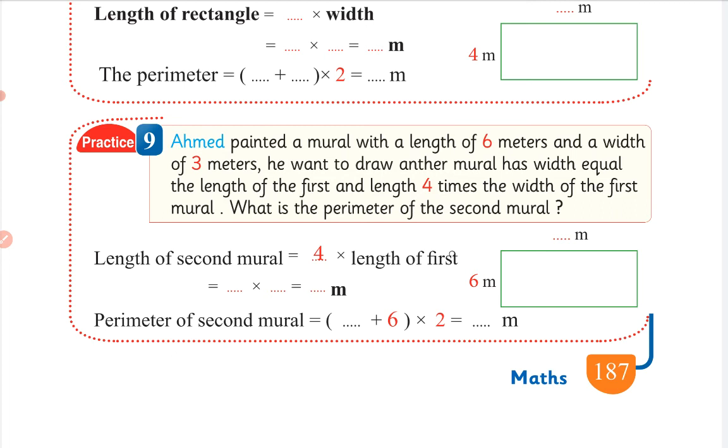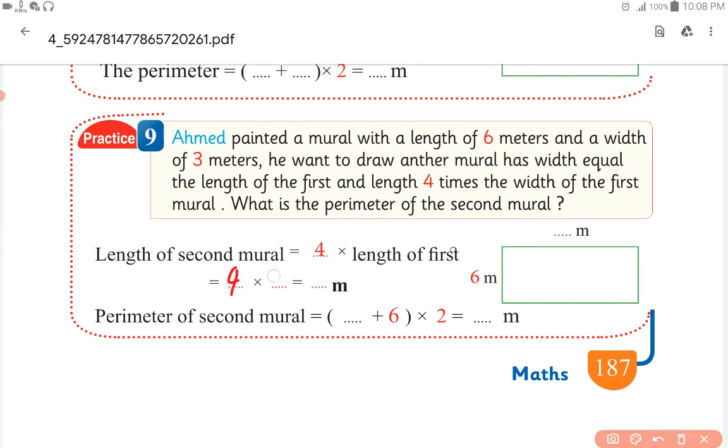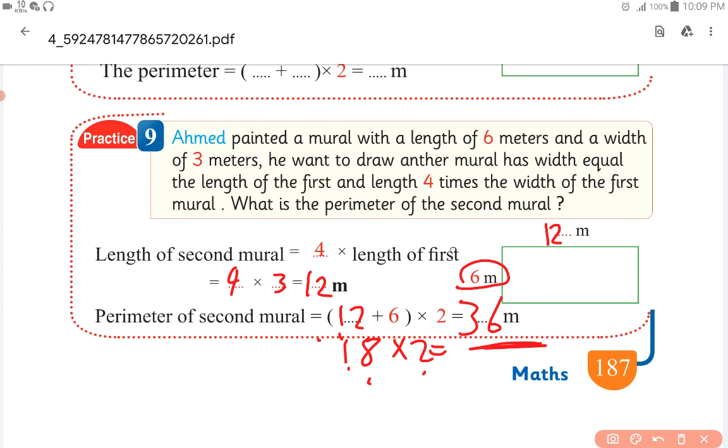احنا قلنا هنا انه second mural it's 4 times the width of the first. طب width of the first كان 3 تمام يبقى 4 times 3 equal 12 يبقى كده ده 12 والويدث بتاعه equal 6 يبقى كده 12 plus 6 all times 2 تبقى 18 times 2. 2 times 8 equal 16, 6 and carry up 1, then 2 times 1 equal 2 and 1 equal 3, it will be 36 meter.